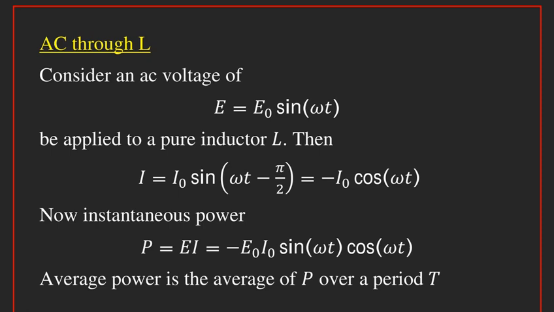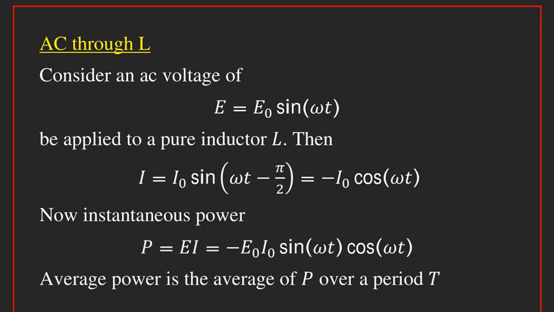Now in the case of an inductor, again we assume the voltage as E equal to E0 sin omega t, and the resulting current I equal to I0 sin(omega t minus pi by 2), lagging by an angle of pi by 2. So sin(90 minus theta) is cos theta, so sin(theta minus 90) is minus cos theta, so this can be written as minus I0 cos omega t.